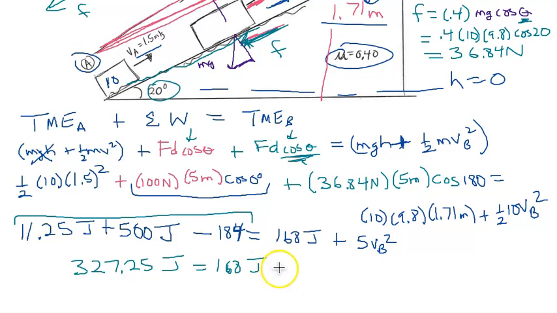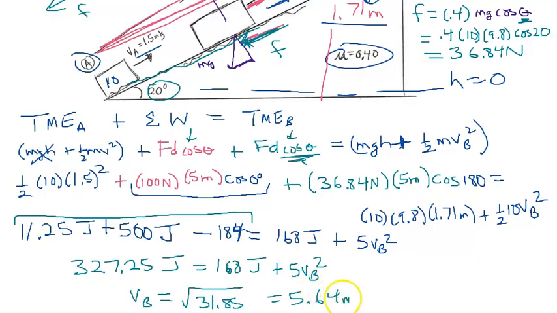168 of those joules are gravitational stored energy. The remainder is kinetic. Solving that for VB, you get the square root of 31.85, or 5.64 meters per second. Whew.